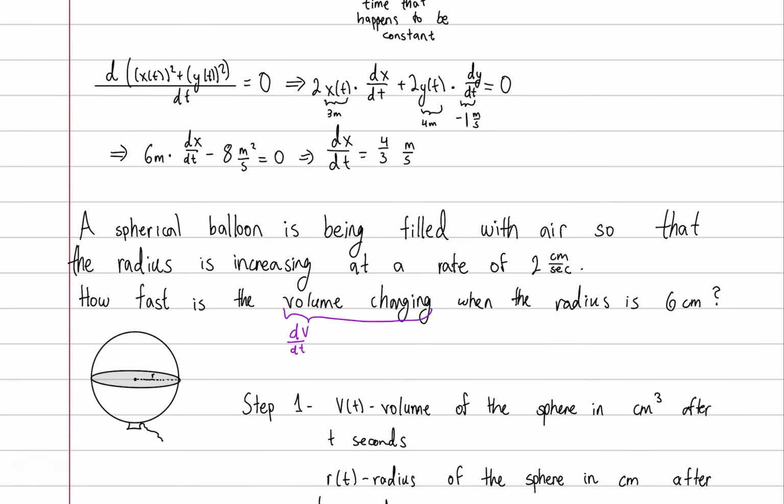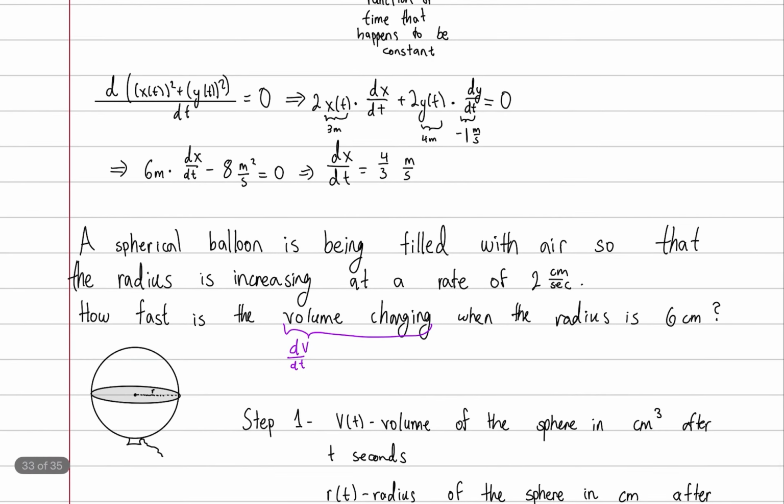A spherical balloon is being filled with air so that the radius is increasing at a rate of 2 centimeters per second. How fast is the volume changing when the radius is 6 centimeters? This is a lot, right? But first, what is it asking? Well, it's asking how fast the volume is changing.